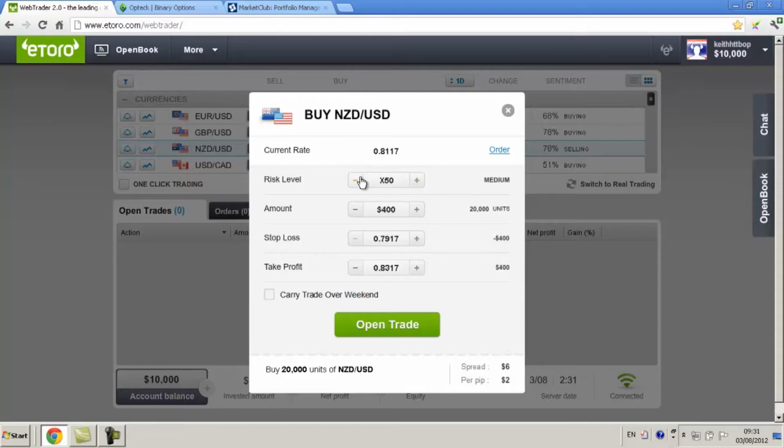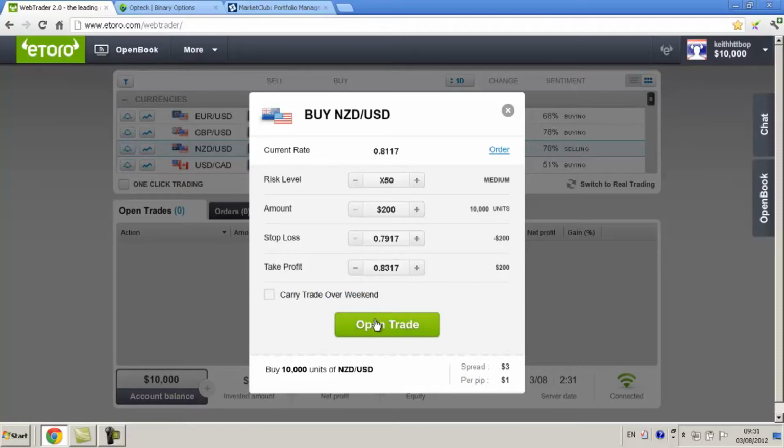If I go to 50, it's moved my stop loss 400 away, but it's increased my amount that I'm investing. If I go the other way, my stop loss is 100, and 50. So there's a much easier chance of being hit there. So what I want to do here is go for, whoops, let's get that back down to 200. And 200 is my stop loss there.